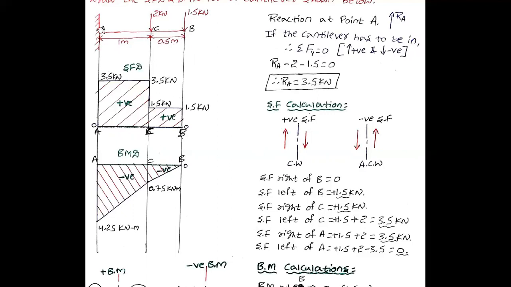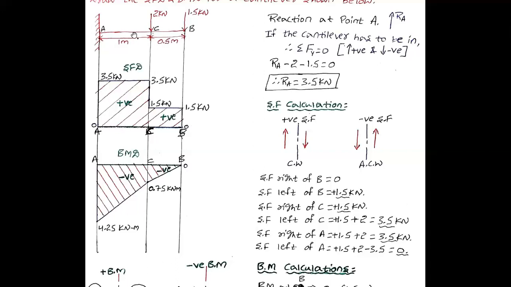Now shear force at point A to the right side. Shear force right of A. How many loads are acting on the right section? 1.5 kilonewton clockwise. Take it as positive. 2 kilonewton. It is also acting in clockwise direction. Only 2 loads are there. Total is 3.5.